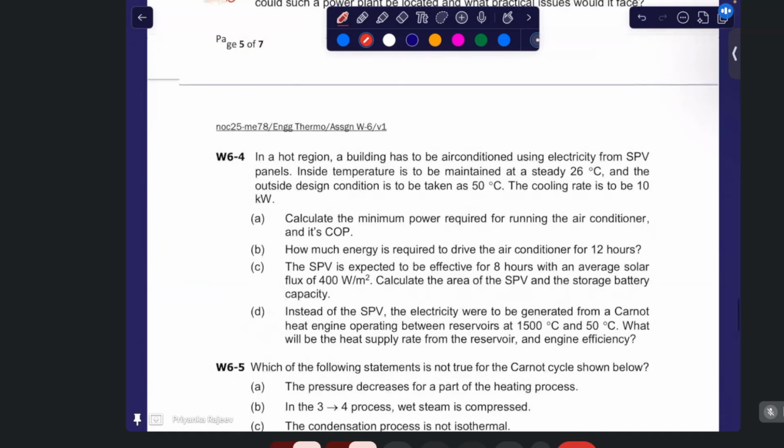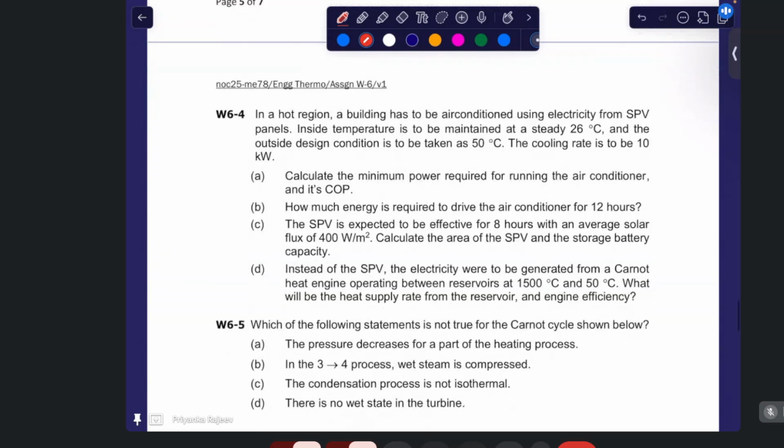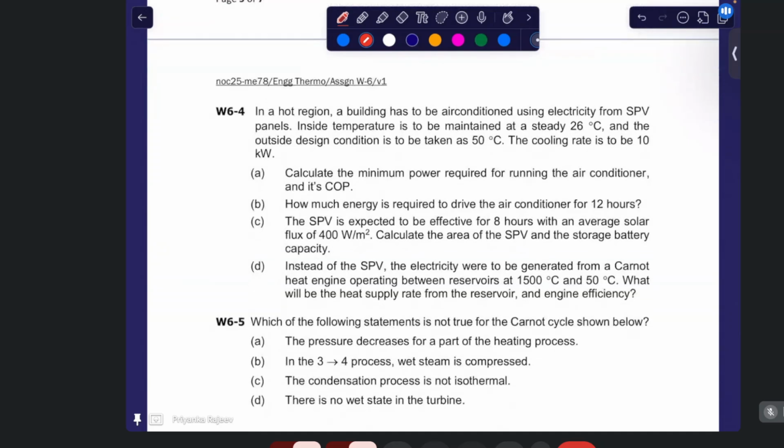Now fourth question. In a hot region a building has to be air conditioned using electricity from SPV panels, solar photovoltaic panels.